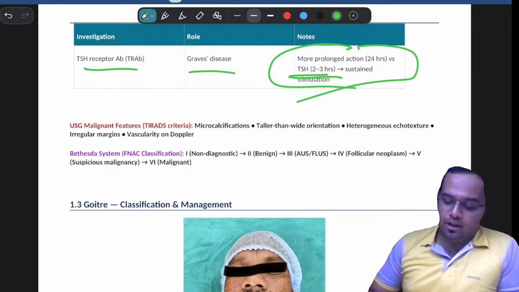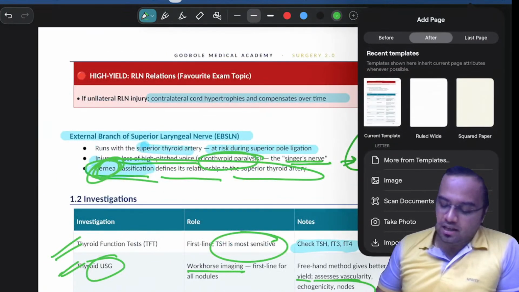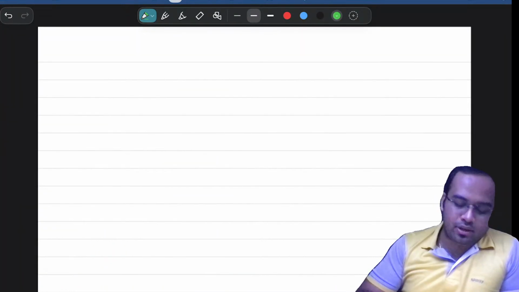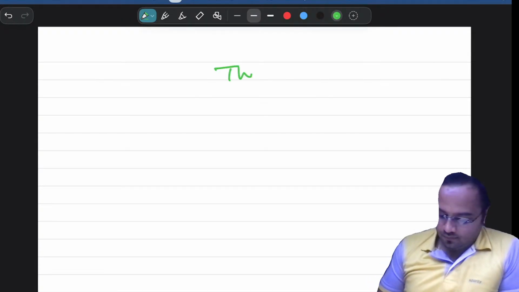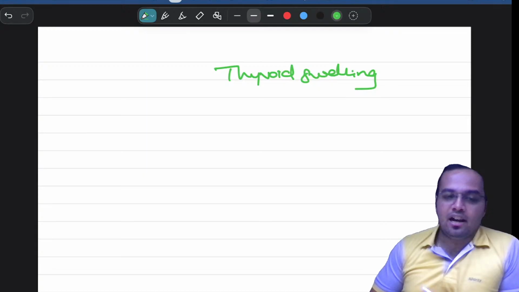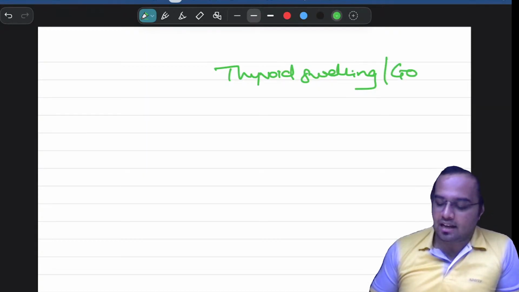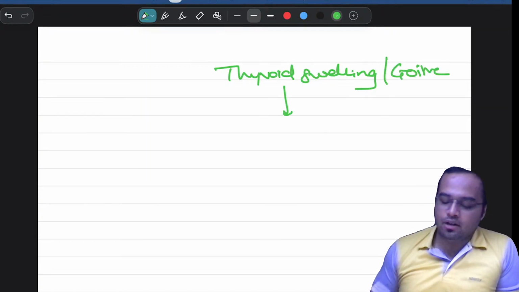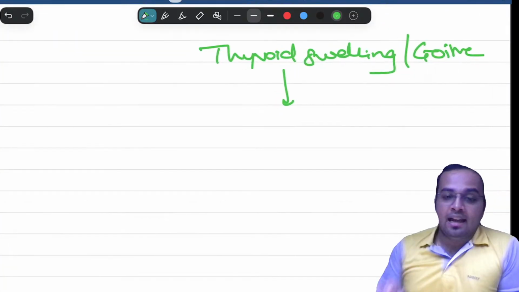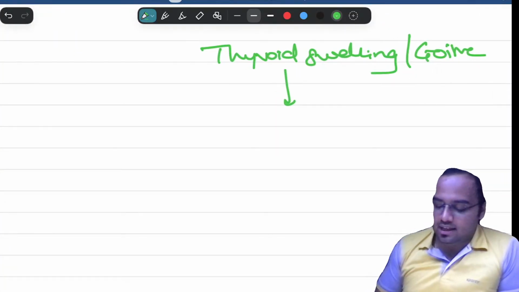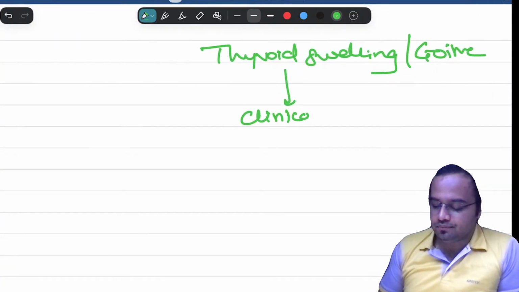So now we are going to talk about how you are going to approach a patient with a thyroid swelling. So any patient who has come to you with a thyroid swelling. So thyroid swelling या फिर goiter का patient हमारे पास आने वाला है, तो what are you going to do? Here you are going to first rule out the clinical signs of emergency.